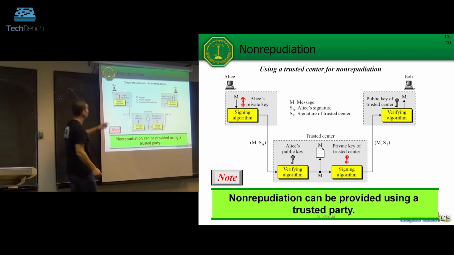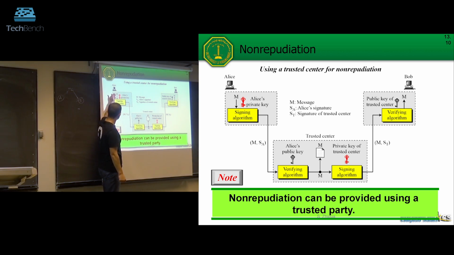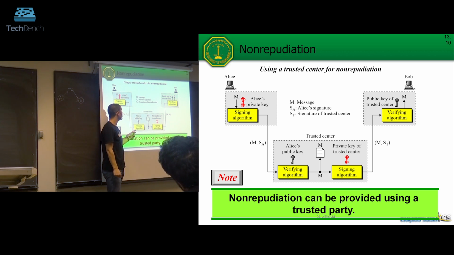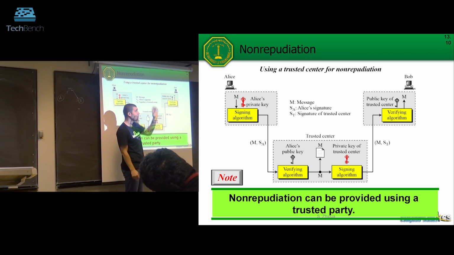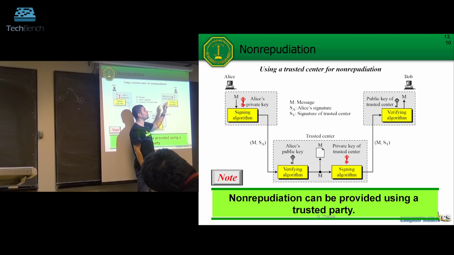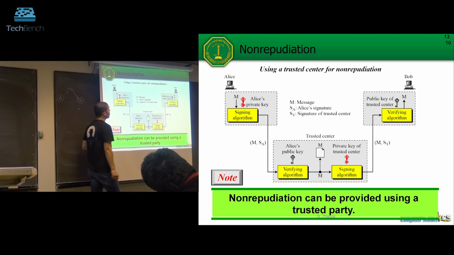So basically, Alice will have a message, will sign it with her private key, and send it to the trust center. The trust center will check the identity of Alice, okay, and then it will get the message and encrypt it with the private key of the trust center. So it will not just forward it, okay? It will encrypt it with its own private key, and it will send it to the destination.